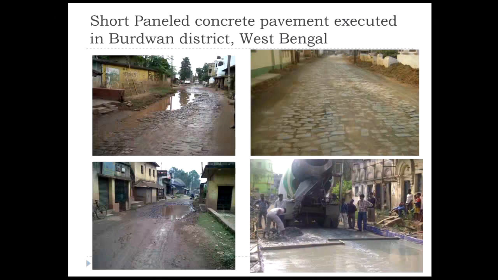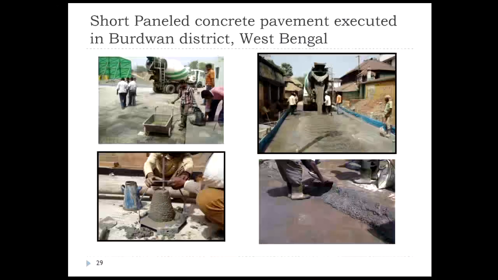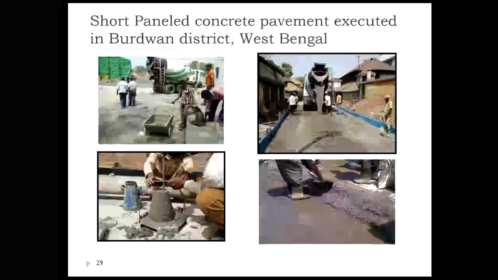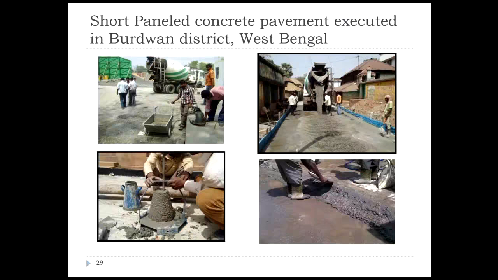On the top, they placed an M40 grade concrete having a thickness of 150 mm, and they did not reduce the thickness. On the conservative side, they kept a thickness of 150 mm, even though 150 mm thickness was not required. So you can see the construction photographs.